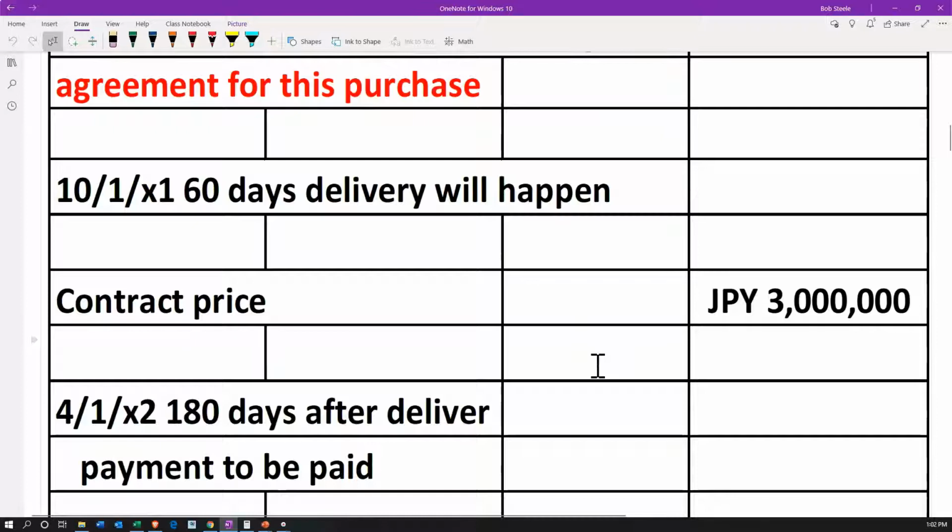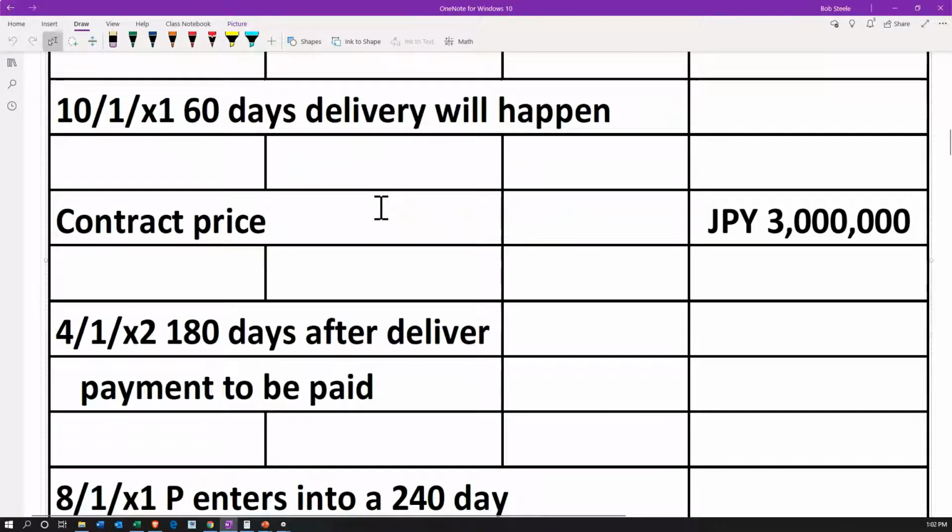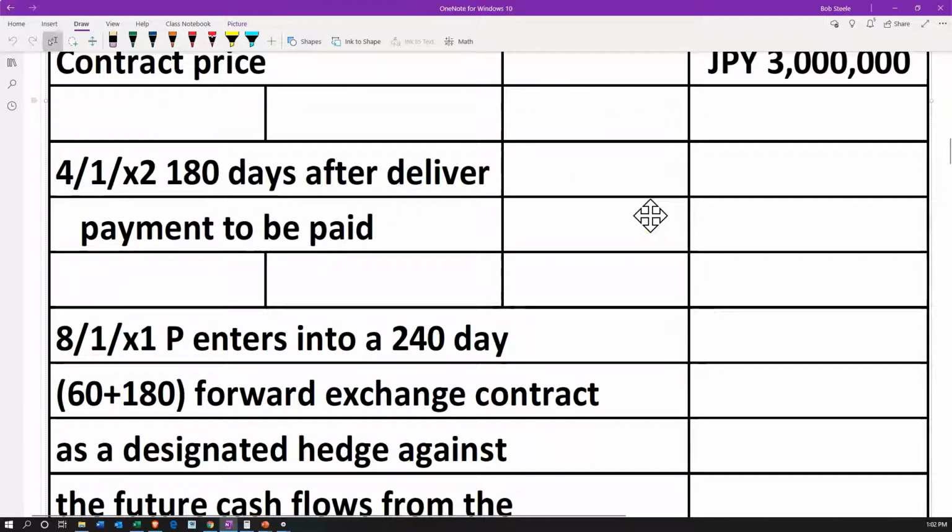Then on 10/1/X1, 60 days later, we get delivery. The delivery happens, meaning we actually get the inventory at that point in time. So we get the inventory, and then we record the inventory, but we bought it on account. So now we still have an accounts payable on the books. We're going to pay off that accounts payable at the end of the contract on 4/1. We're going to pay it off not in US dollars, but in yen, that being 3 million yen. Then finally on 4/1/X2, 180 days after the delivery, we're going to have to make the payment.